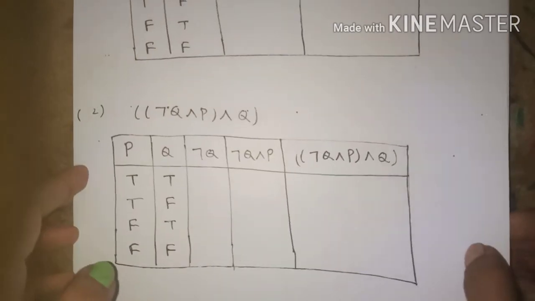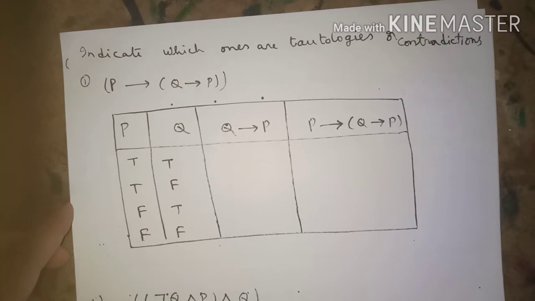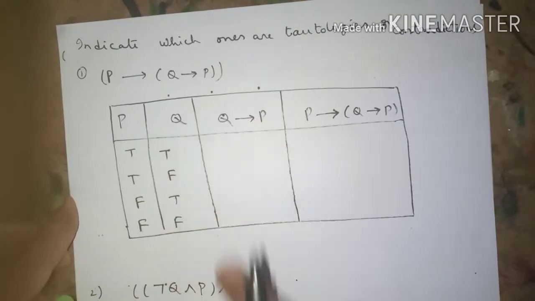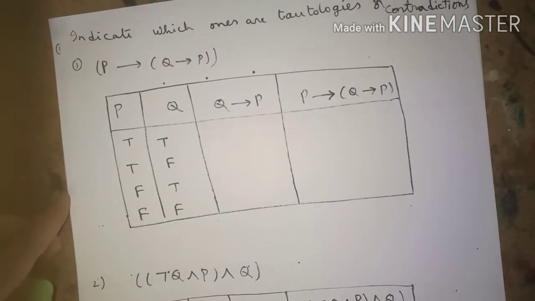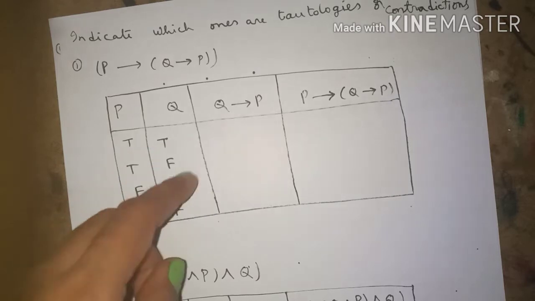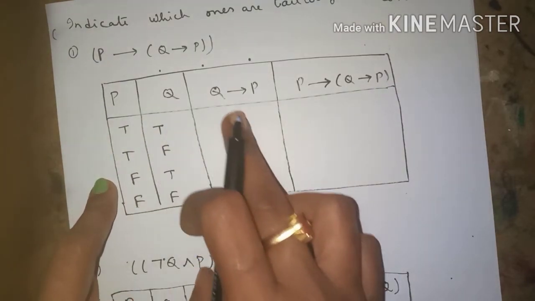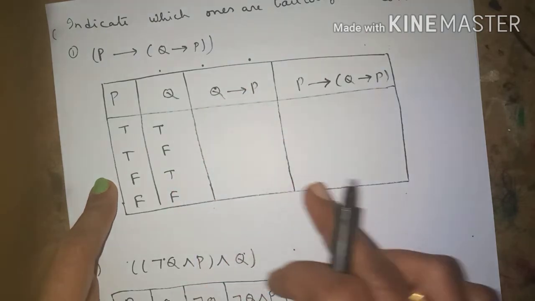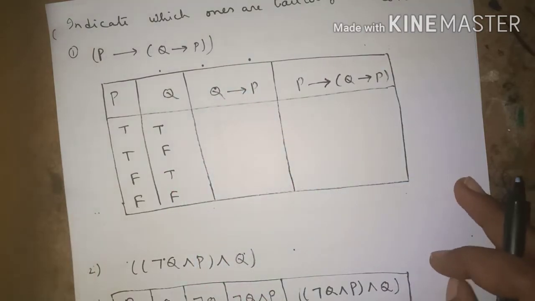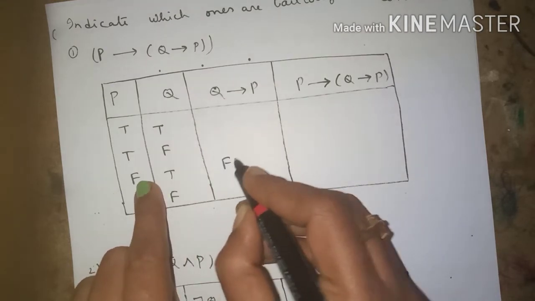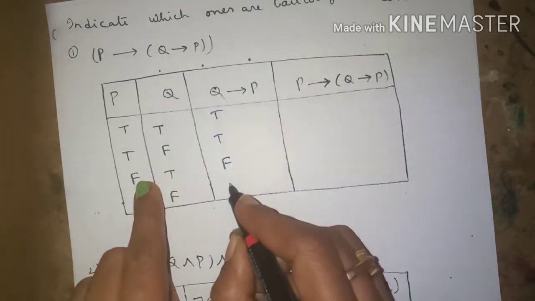The next one: indicate which of the following are tautologies or contradictions. One problem is given, and another problem is given. Now we have to find whether it is a tautology or contradiction. First, if Q then P. When will you say it is F? If it is T and F, then it is F. In the remaining cases it is T.